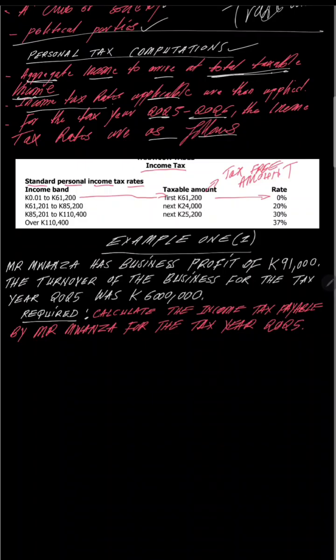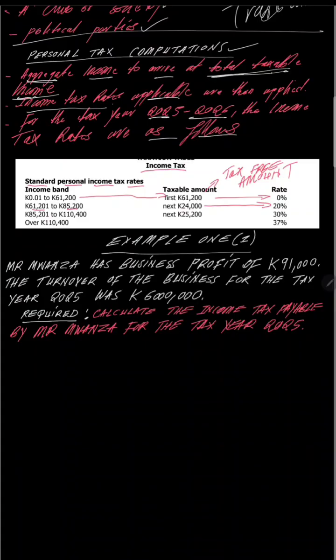So this is the first band. The second band, or the second range, is anything in excess of 61,200, meaning 61,201 to 85,200. When you get the difference between this and this, you're going to get 24,000. So the next 24,000 should be taxed at 20%.